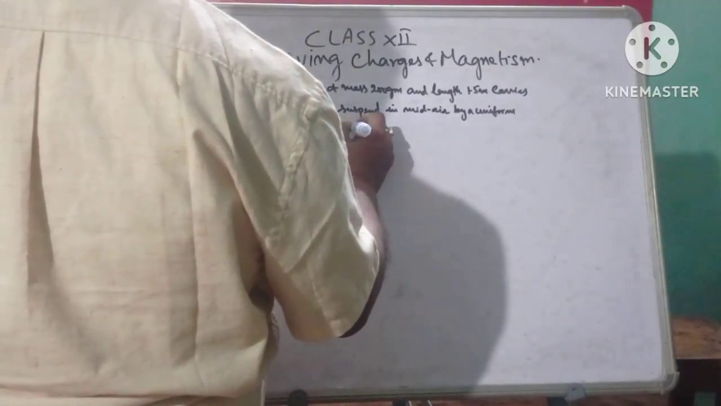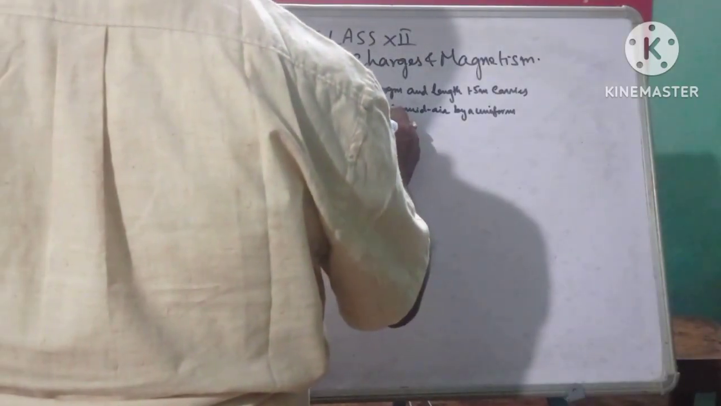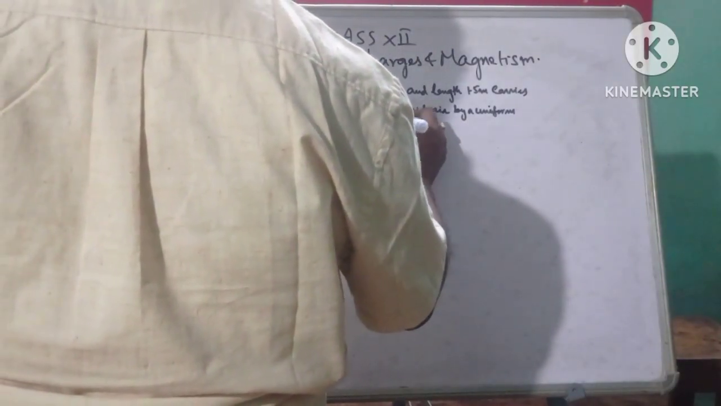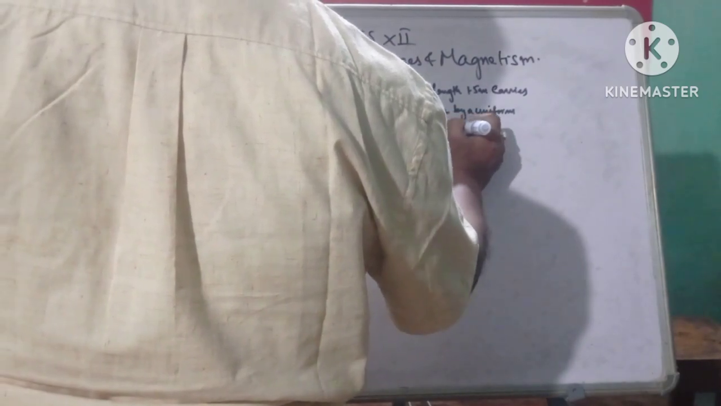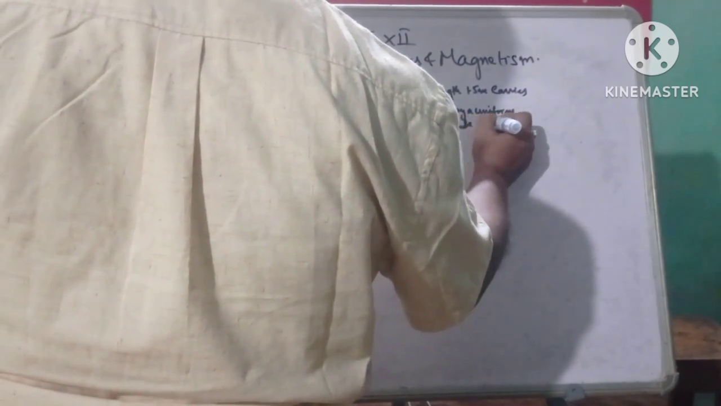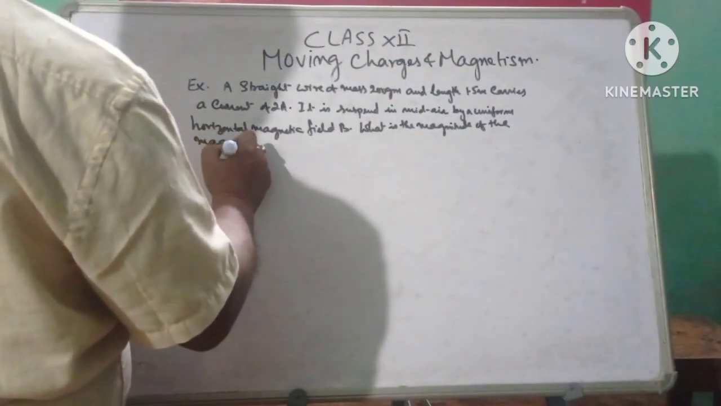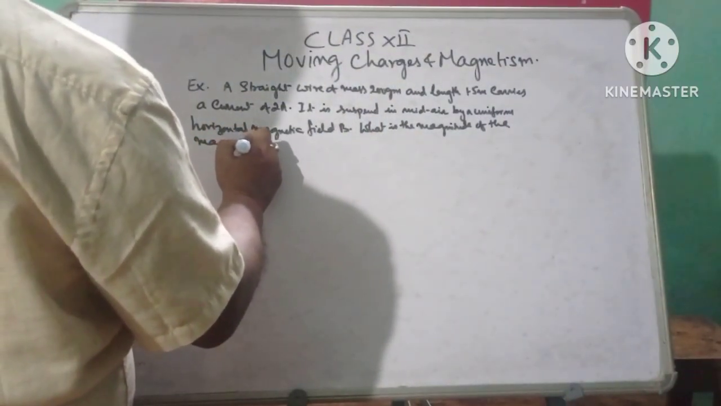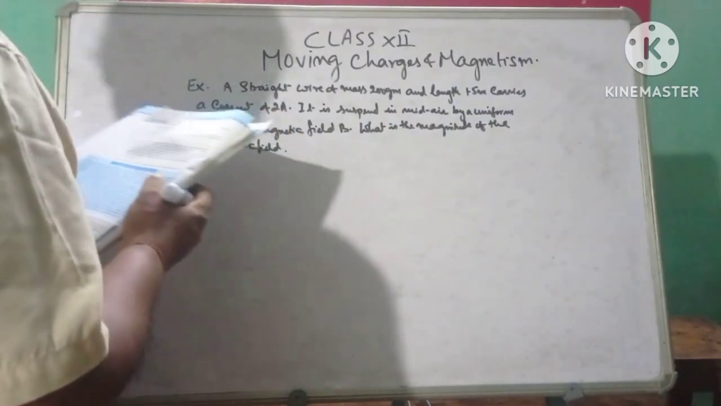B. What is the magnitude of the magnetic field? This is the question. It is from your textbook.